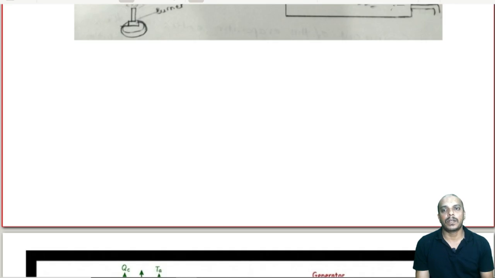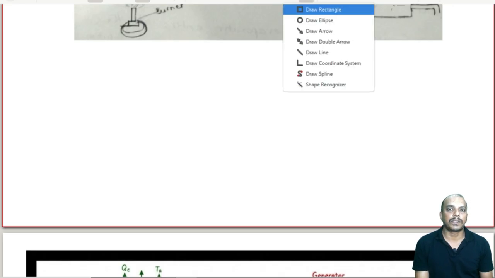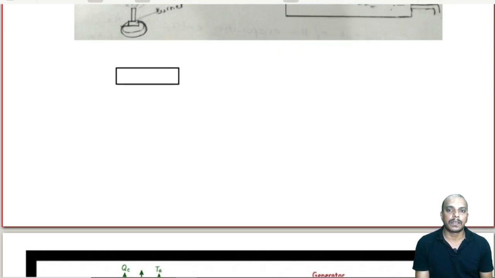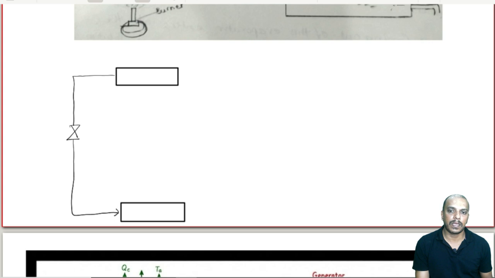Now, let us start from a point where we had discussed our vapor compression systems. What did the vapor compression system have? We had this condenser, we had this evaporator, then we had a throttling valve, right? This is the same in the case of the vapor absorption system as well. So, this is what we have: a condenser, then an evaporator here, and then a throttling valve here.